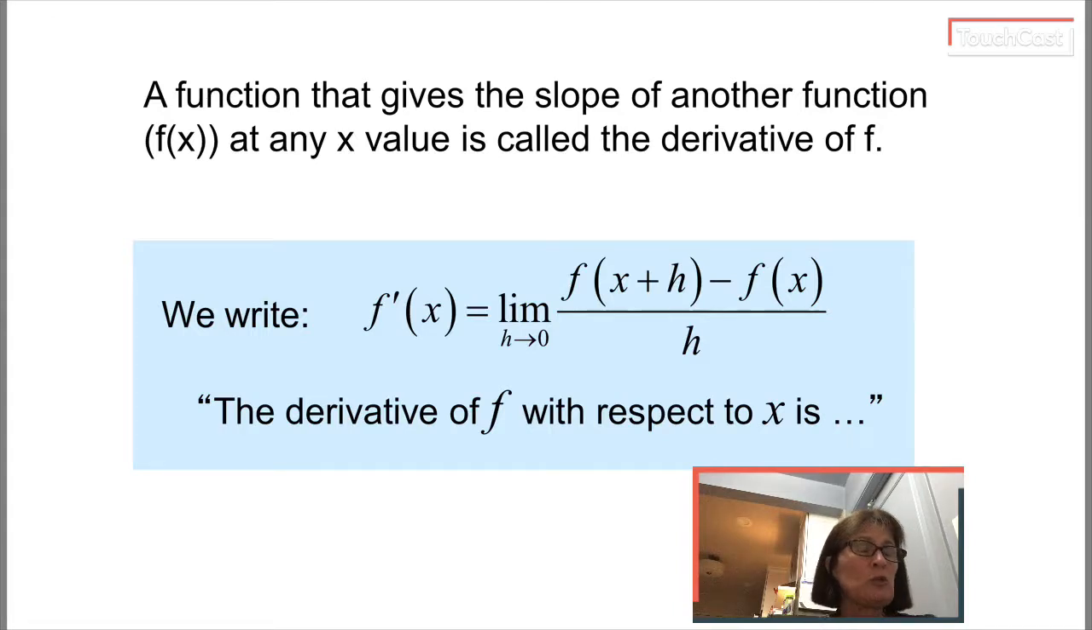There's a place for it in your notes paper. There's a place for it in your important facts paper. So we say f prime of x, the derivative of f with respect to x, is the limit as h goes to 0 of f of x plus h minus f of x all over h.